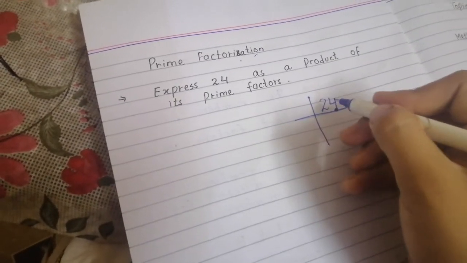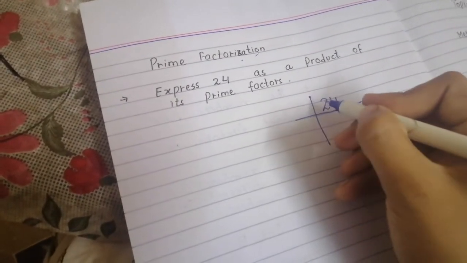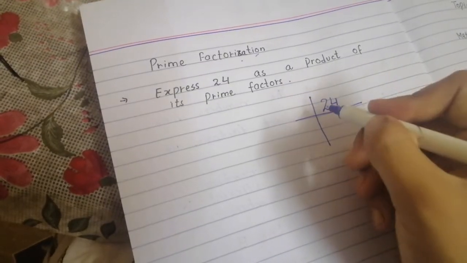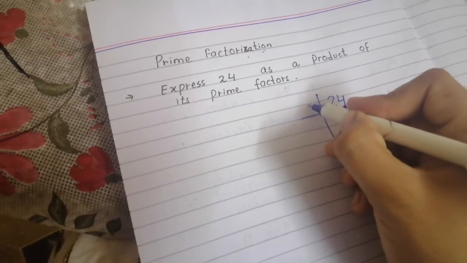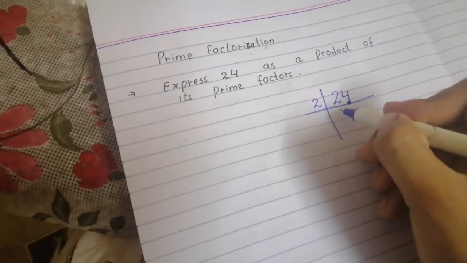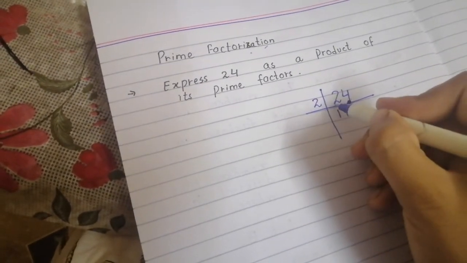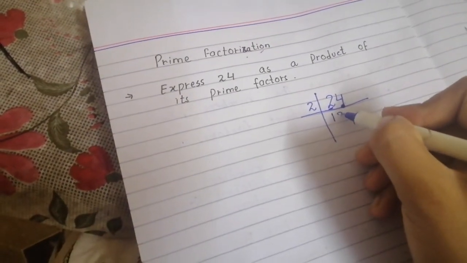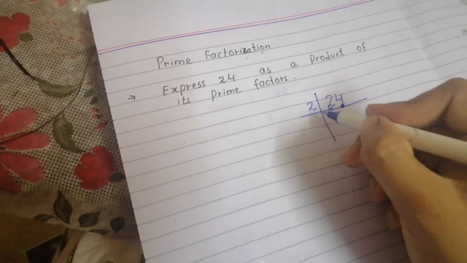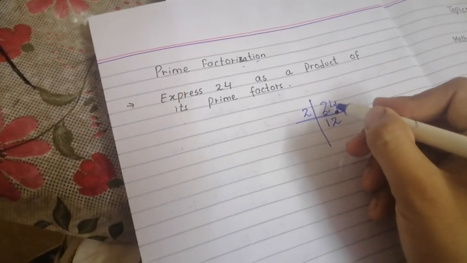That number is divisible by 2. So for 24, I will start from the smallest prime number that will divide 24, and the smallest prime number is 2. So 2 ones are 2, and then 2 times what is 4? 2 twos are 4, meaning 2 twelves are 24.